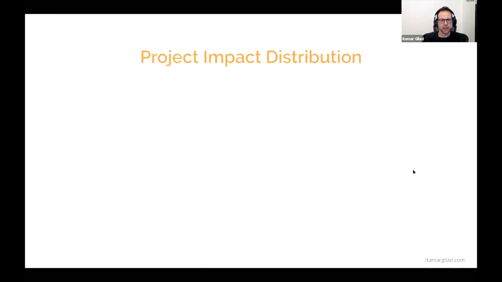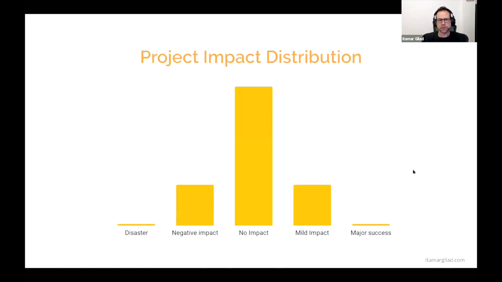And I think the distribution of impact looks something like that. There are projects that deliver mild impact, incremental improvements, absolutely fine. There are major successes, as I said, they're very rare. On the other side, there are negative things. We launch them, we don't usually know immediately that they're negative, but bad things start to happen and eventually we roll them back. Depending how fast we are, sometimes we let them linger in our products for a long time. And then there are disasters. Luckily, disasters are also very uncommon.